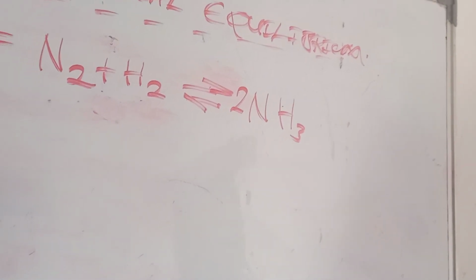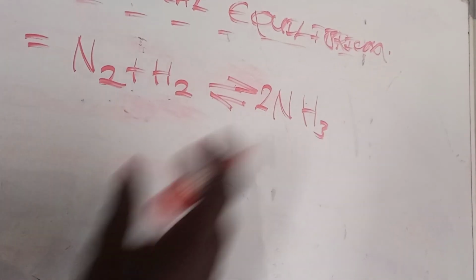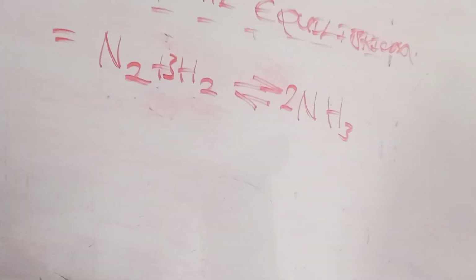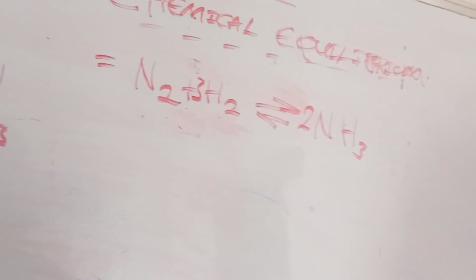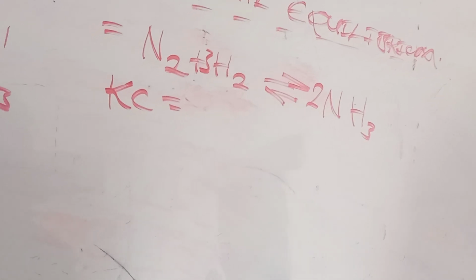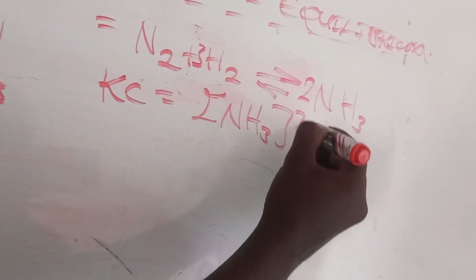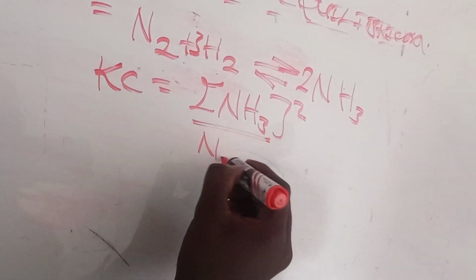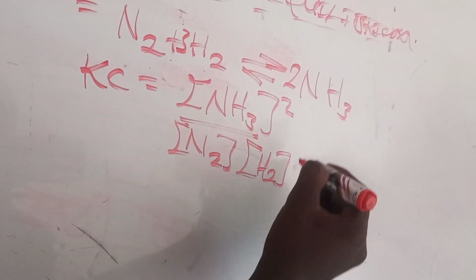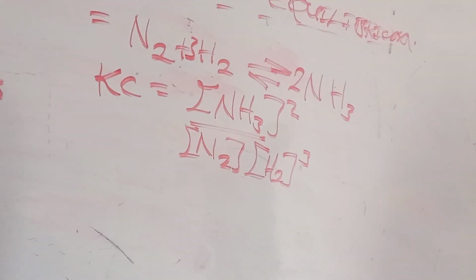With the introduction of 2, nitrogen is balanced, but we have affected hydrogen. How many hydrogen on this side? I've got 6. How many on this side? I've got 2. We put 3 there, and the hydrogen is balanced. So now you need to write down our Kc expression, which is product over reactant. The product is ammonia to the power 2, over the concentration of hydrogen, and it is very important to put the power 3 there. That is the expression we have.